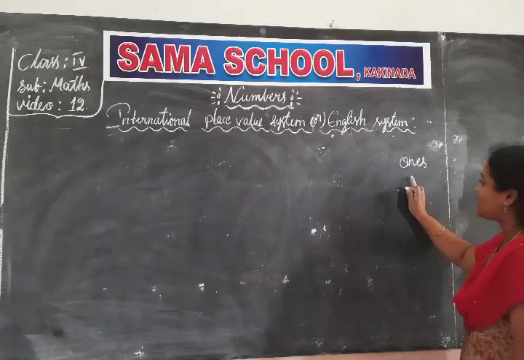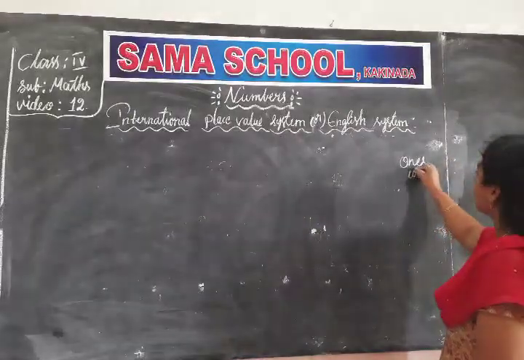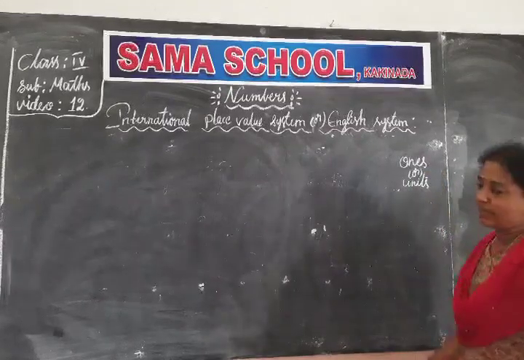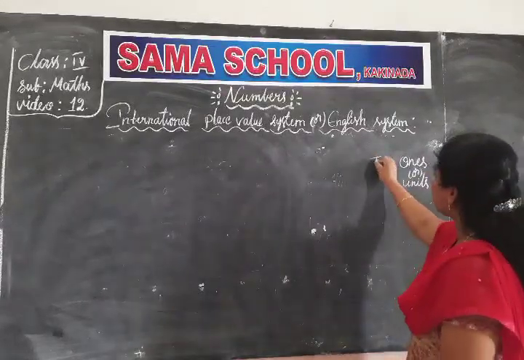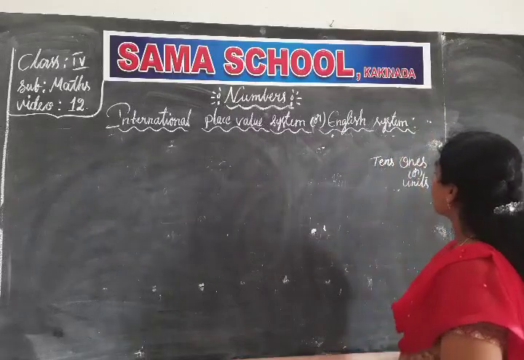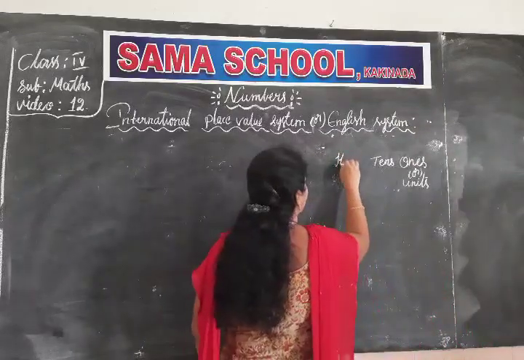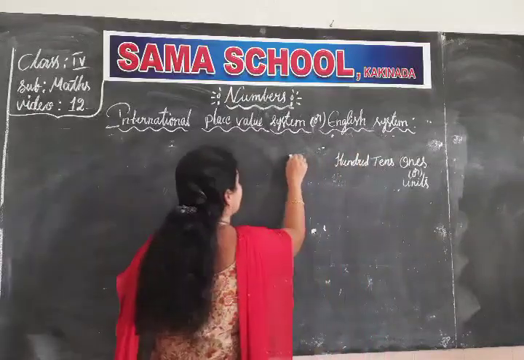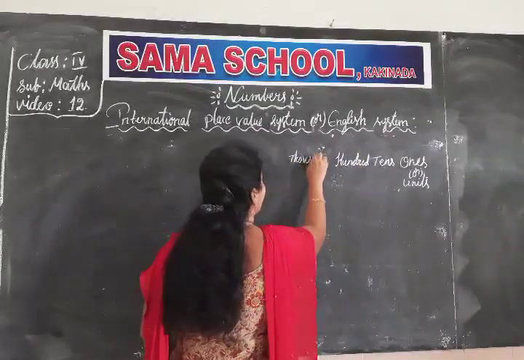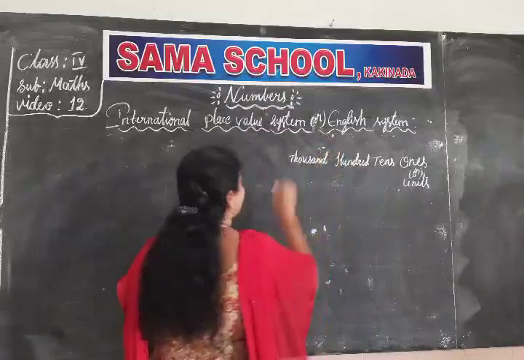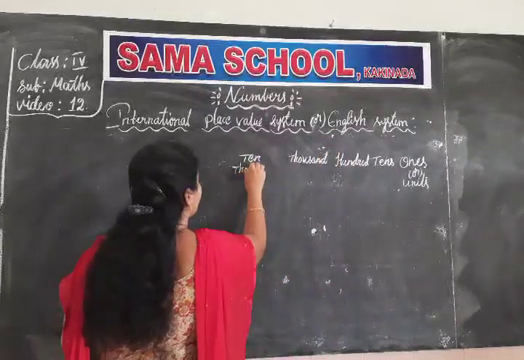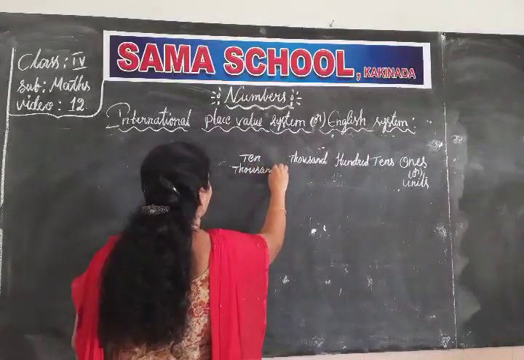The first place is ones, also known as units place. Next one, tens, hundreds, thousand, 10,000, lakh.